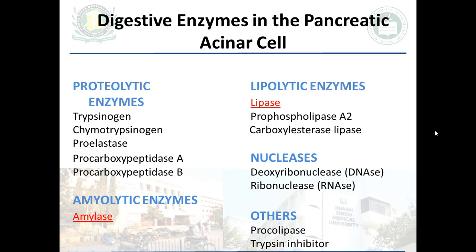This is a list of digestive enzymes which can be produced by the pancreatic acinar cell. You can go through this list, but the two important enzymes which I highlighted in red are basically amylase and lipase. They help you in the diagnosis of acute pancreatitis. These enzymes are all basically for the digestion of the different food types.